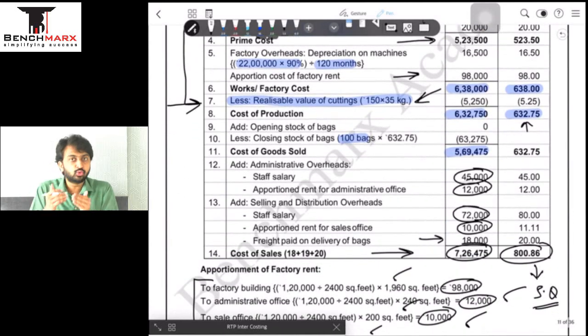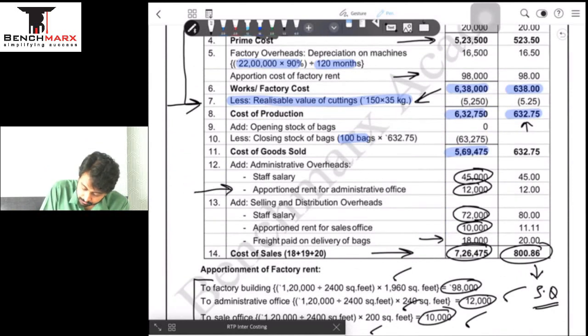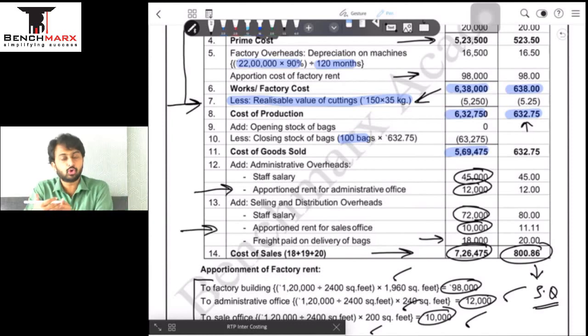And once you find the factory rent towards factory, admin and S&D, do not forget to add it here. Normally you can forget this, because in the flow you will add salary cost, you will add S&D cost, and you will forget to add the rent cost of the allocated content to admin and S&D.